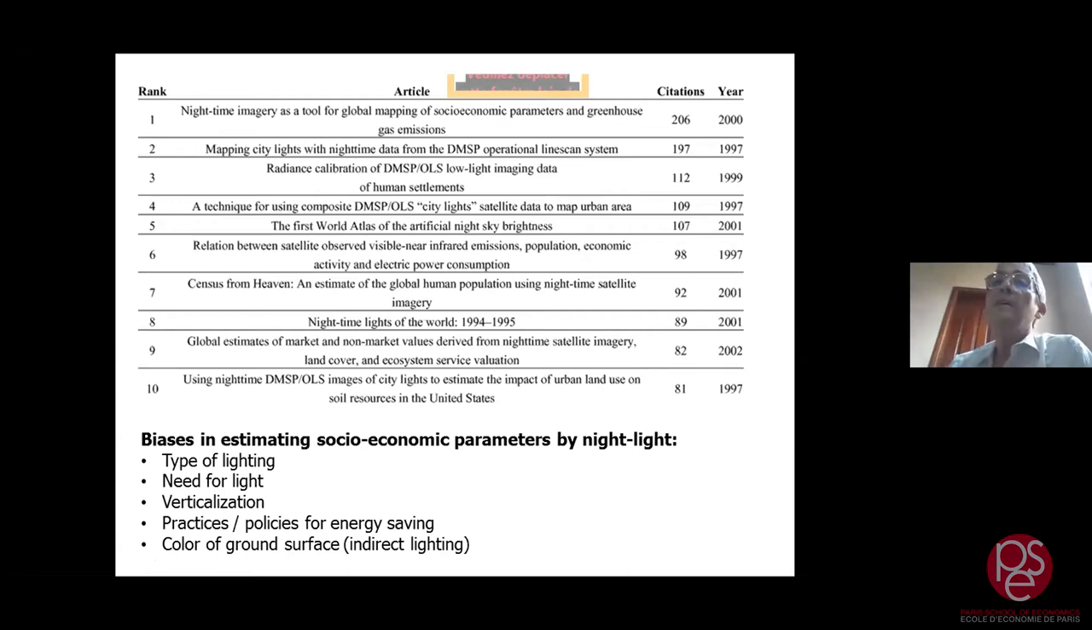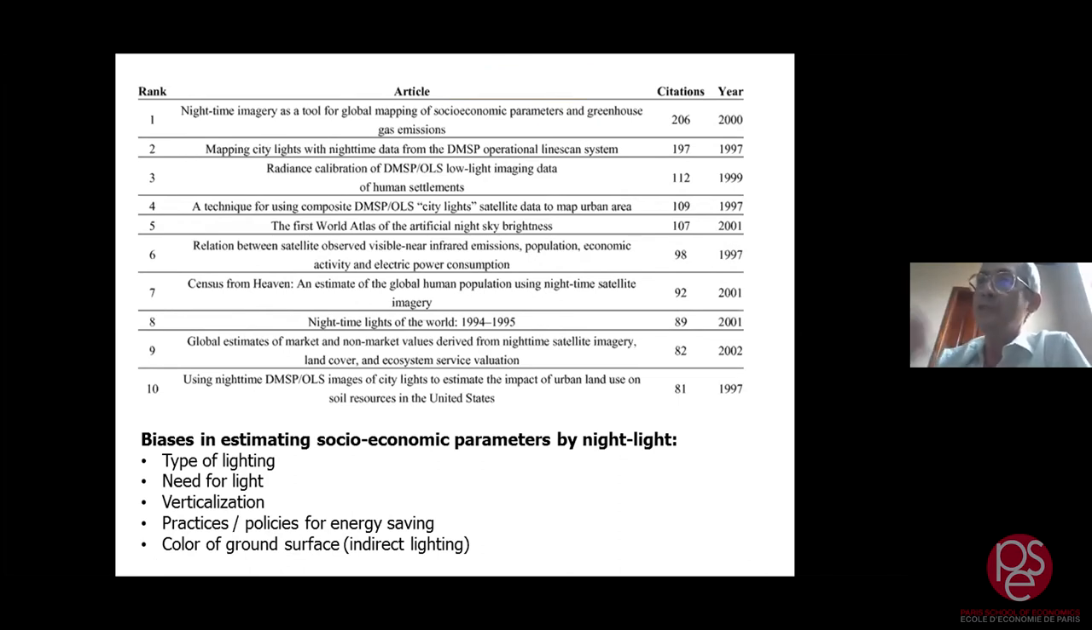Someone's asking for the reference of the previous paper. Oh, I did not put the reference. Okay, I did not put it. So I can find it again. No problem. I think there are not so many of this kind of review paper, so it will not be so difficult.